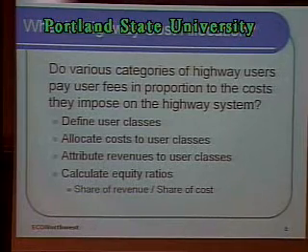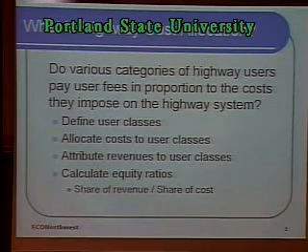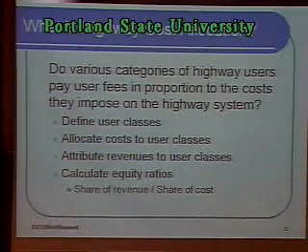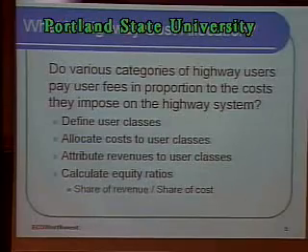Each user class has an equity ratio, which is actually a ratio of ratios. It's their share of revenue over their share of costs. And if it's 1.0, that means they're paying exactly their fair share. If it's more than 1, it means they're paying too much. If it's less than 1, it means they're not paying enough.